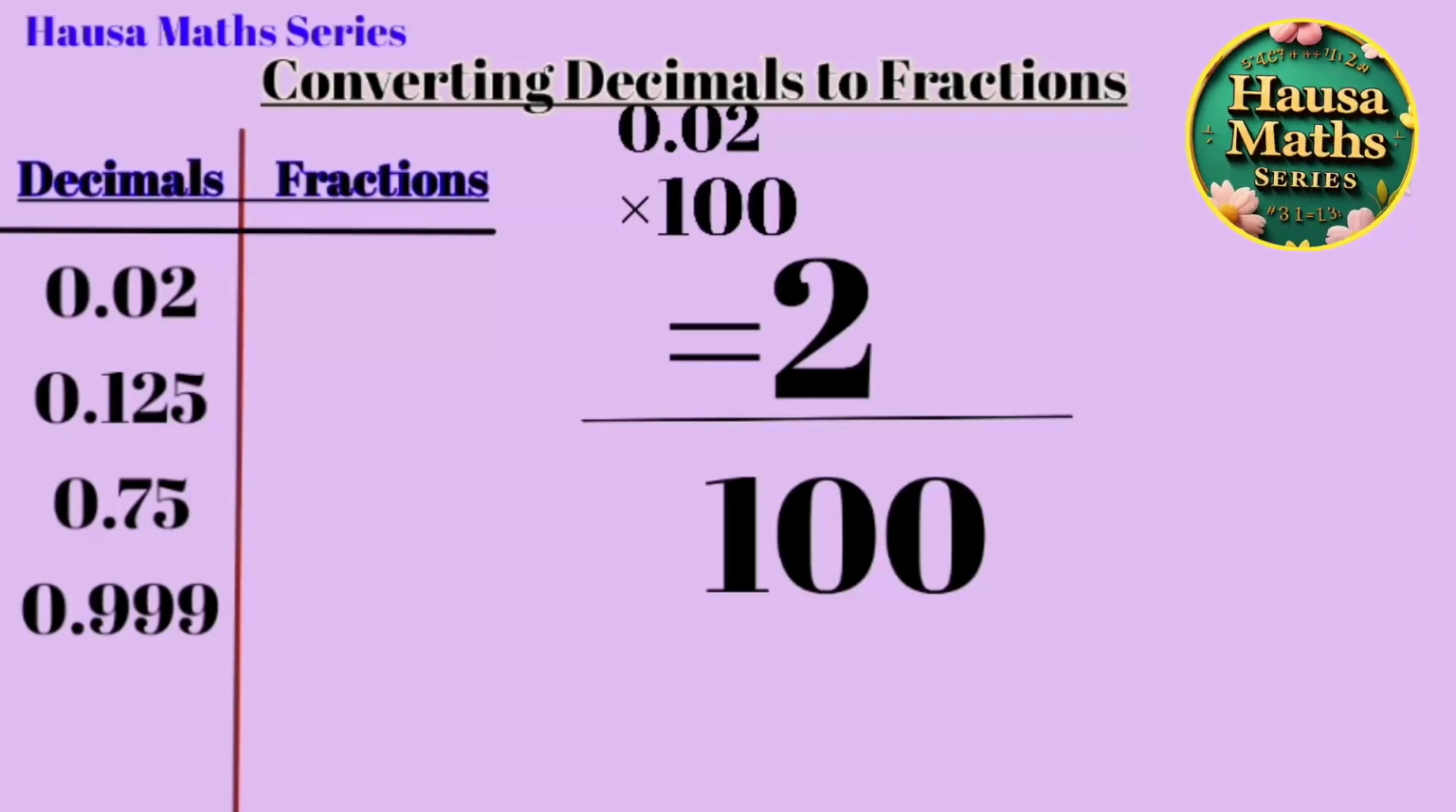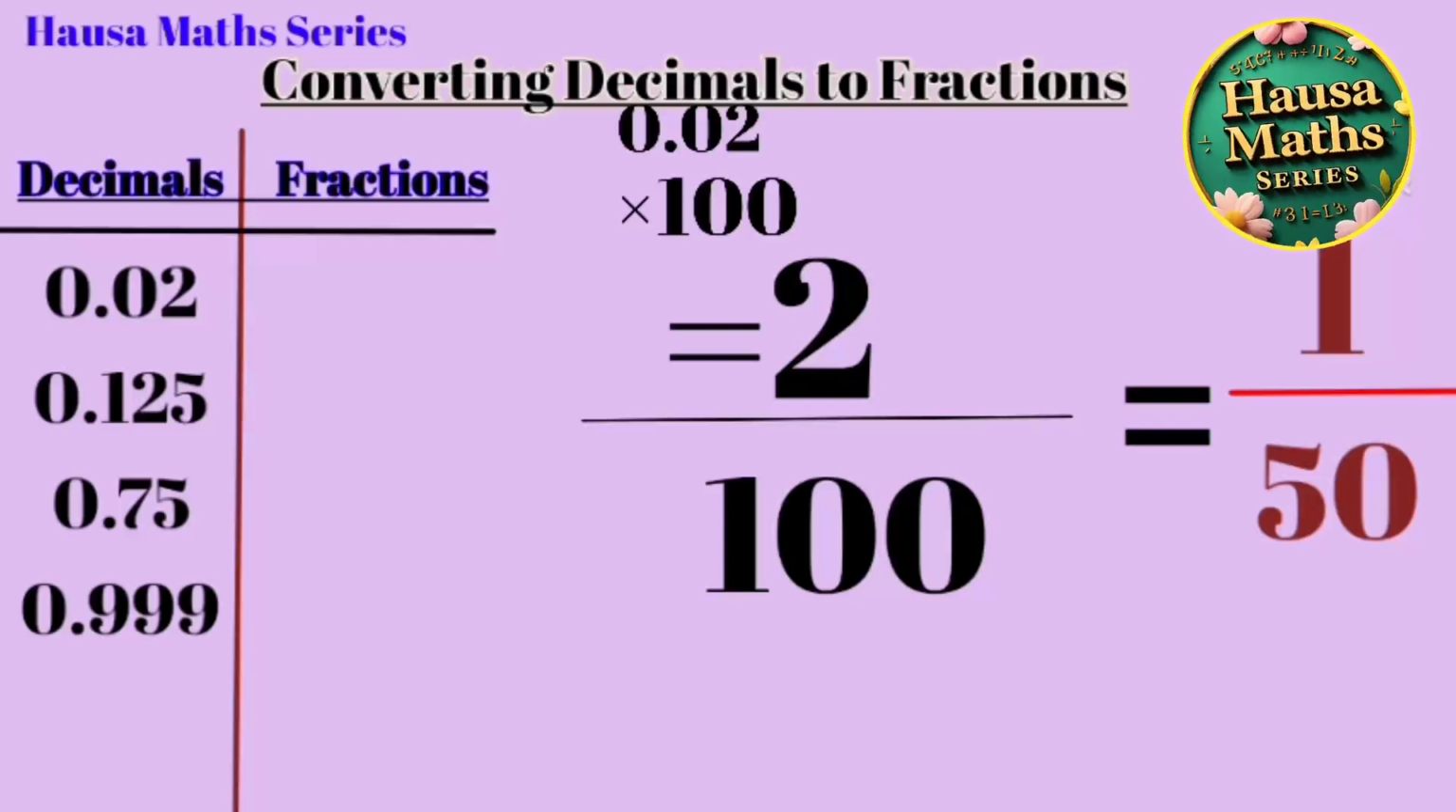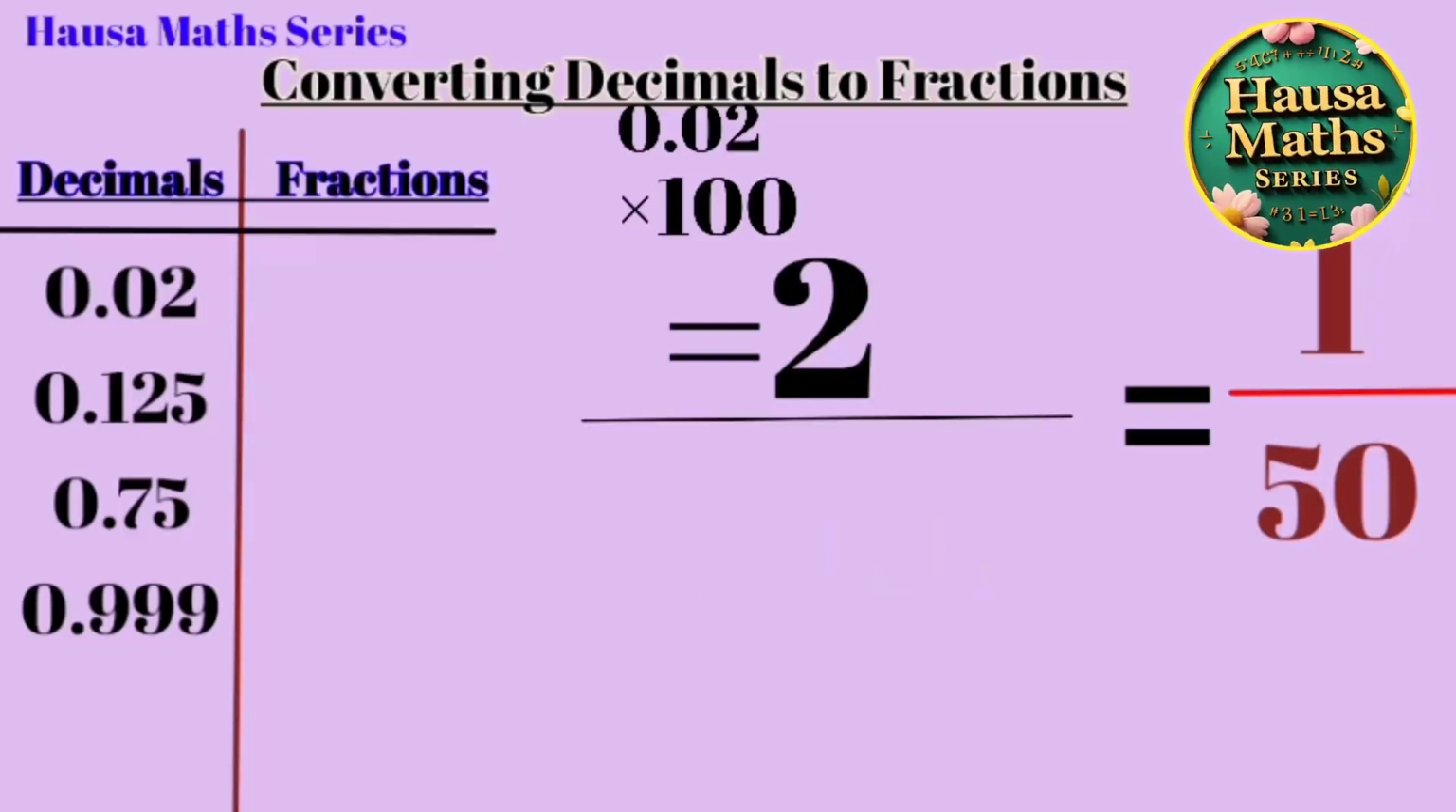So which number can go in 2 and 100? It is 2. So 2 in 2 is 1. Then 2 in 100 is 50.